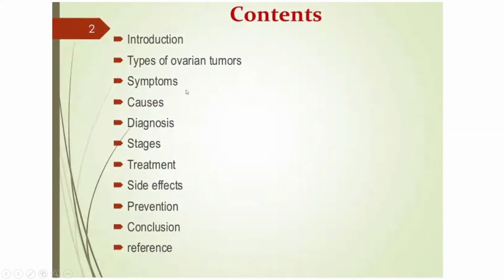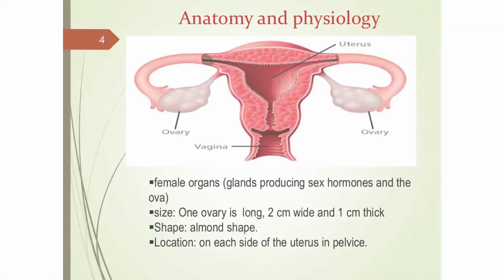Today the contents of our topic are: first we read about the introduction, then the types of tumors, then symptoms, causes of ovarian cancer, diagnosis of ovarian cancer, stages of ovarian cancer, then the treatment of ovarian cancer, its side effects, prevention, consultations, and references. So here we start our topic.